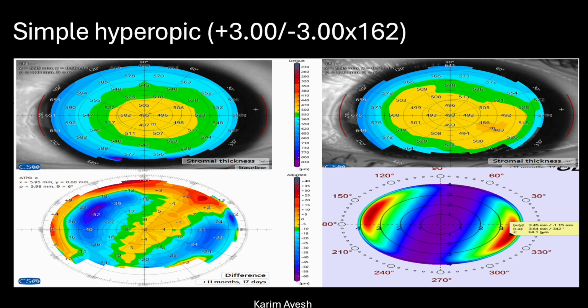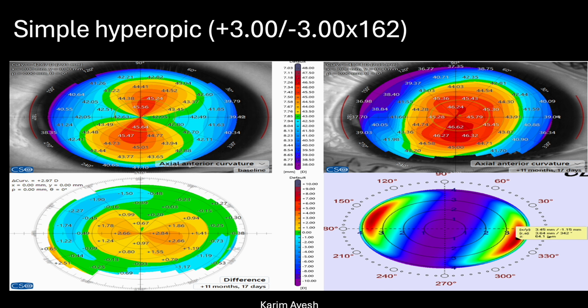Here is an example of a change map on simple hyperopic astigmatism. Here is the amount of ablation. Here is the preoperative stromal thickness map, a relatively thin cornea, not a thin cornea, a relatively thin cornea. Here is the change in the K readings according to the axial map.